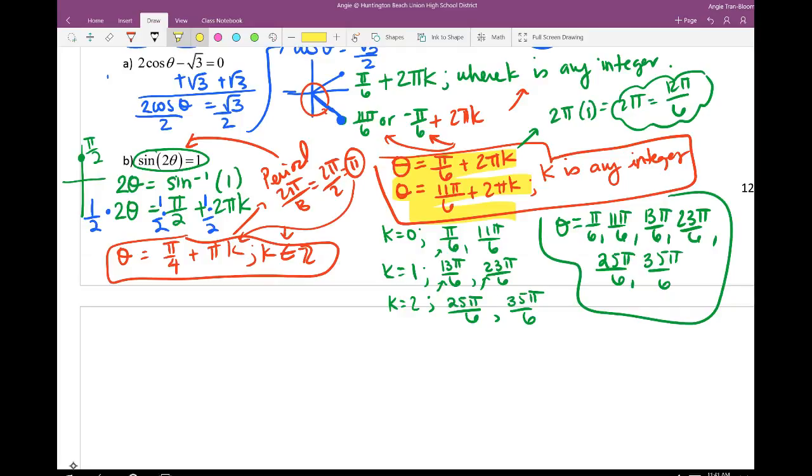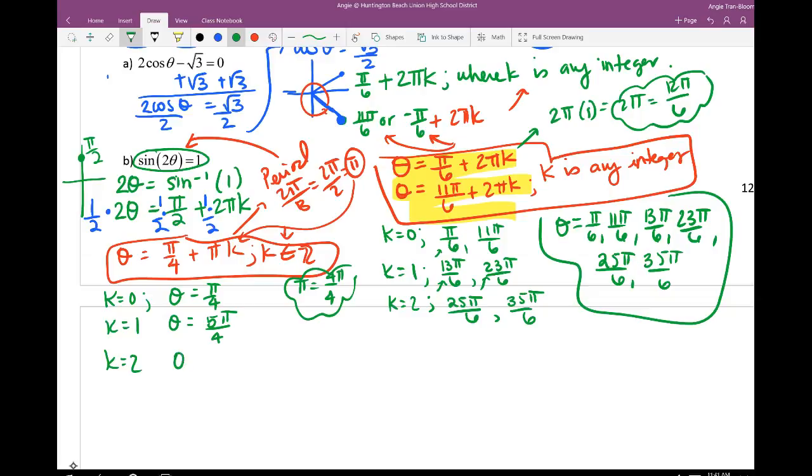Okay, so how do I get the 6 answers? I'm going to do the same thing. I'm going to let k be 0. So if k is 0, your first angle is pi over 4. If k is 1, 1 times pi is pi, but pi with the denominator 4 is 4 pi over 4. So I'm going to add 4 pi over 4 every time. So the next one would be 5 pi over 4. When k is 2, then I'm going to add 4 pi over 4: 9 pi over 4.